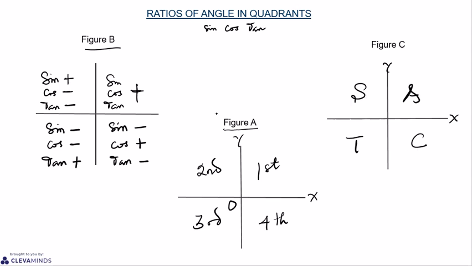So this is the ratio of angles in quadrants. In the fourth quadrant, only cosine ratio is positive. In the third quadrant, only tangent ratio is positive. And in the second quadrant, only sine ratio is positive. But in the first quadrant, all ratios, sine, cosine, and tangent, are positive.